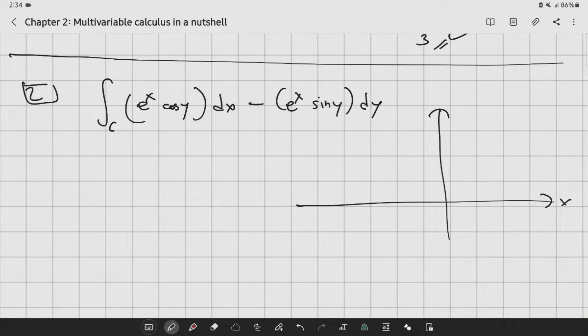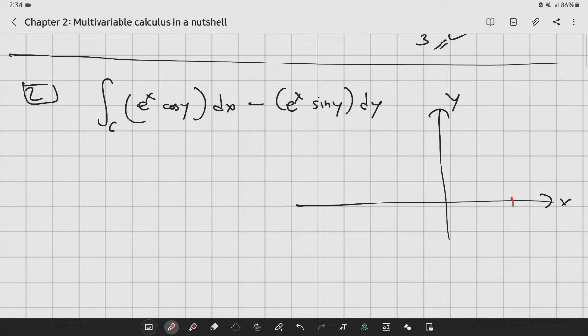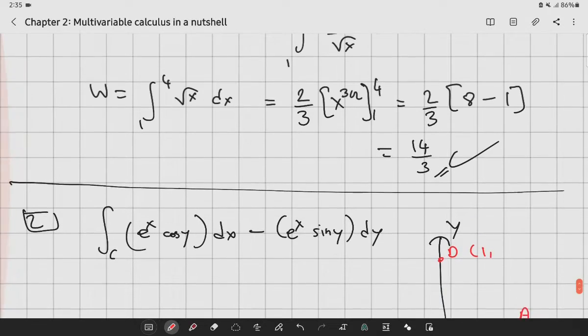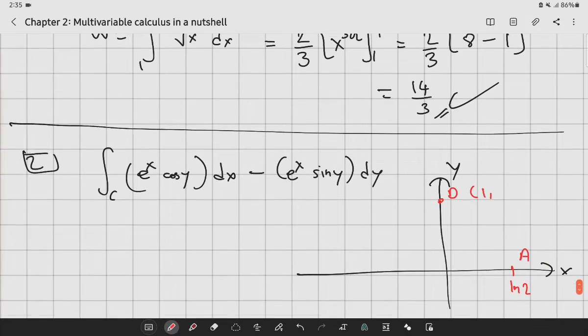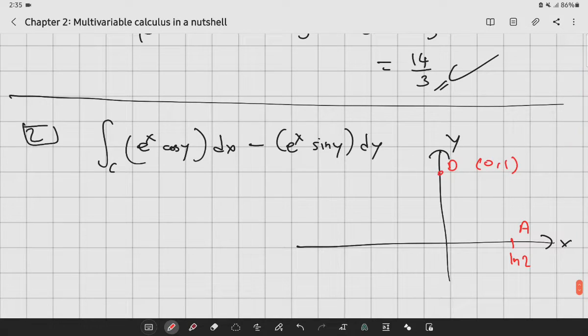So this is xy. The path goes something like this. I have A equals ln 2. This is on the x-axis. I have point A. I have point D, which is at 0, 1, and B is at minus ln 2. So this is ln 2, 0, this is minus ln 2, 0. So the path is starting from A to D and then to B.